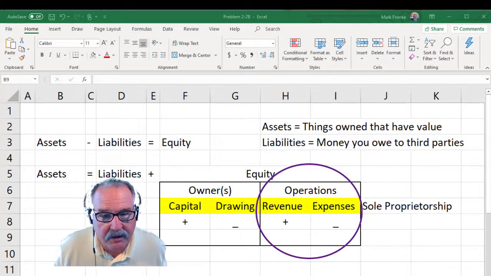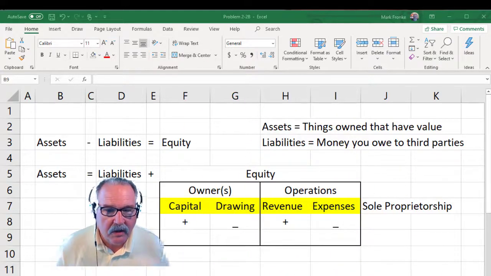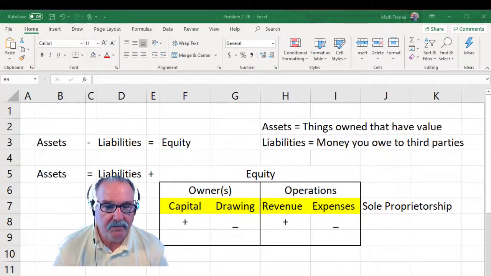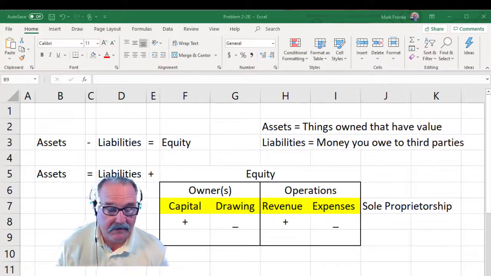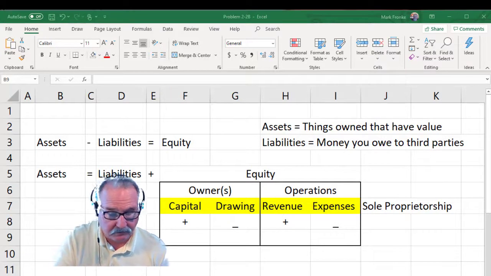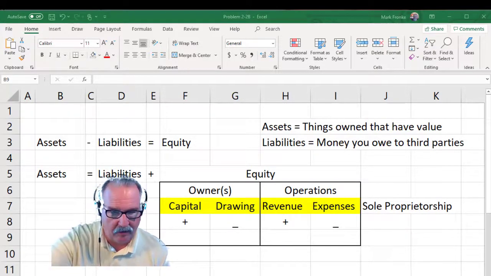Most of what we're going to focus on, at least for the first 6 chapters in this class, will be on service businesses where they mow lawns or cut hair or do whatever they do to generate revenue, which makes equity go up. And then they incur expenses. They pay rent, they pay phone bills, they pay salaries, if they have employees, or any other expenses, and that makes equity go down.